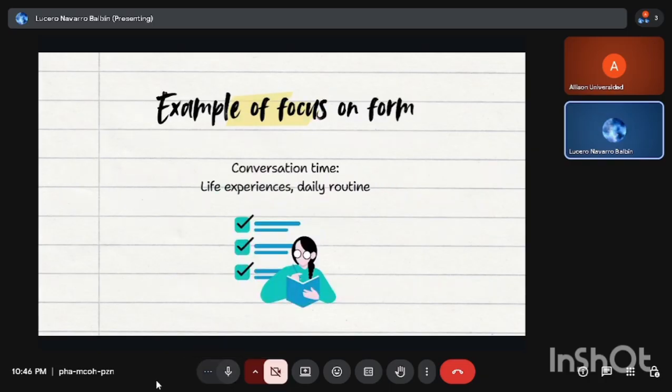So now we have here an example of focus on form, and Allison will be the teacher. That's right. Hi everyone. Today I want you to tell me about your own experiences. Think about interesting places you've been to or things you've done in your life. Let's start a conversation. What about you, Maria? Tell me about an interesting place.